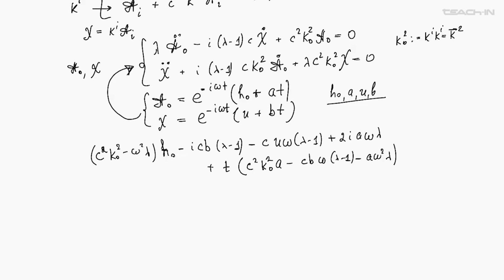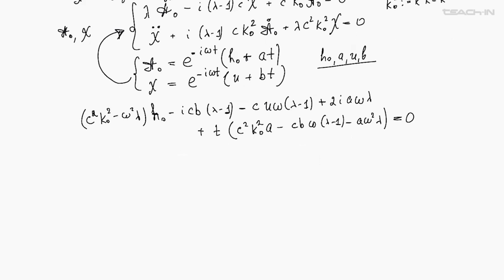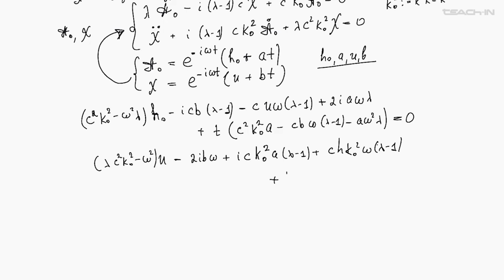lambda c squared k0 squared minus omega squared u minus 2ib omega plus ic h0, no, k0 squared multiply with a lambda minus 1 plus ch0 k0 squared omega lambda minus 1 plus t-dependent part lambda c squared k0 squared b minus b omega squared plus c k0 squared a omega lambda minus 1, and this is all equal to 0. So you get these two equations.